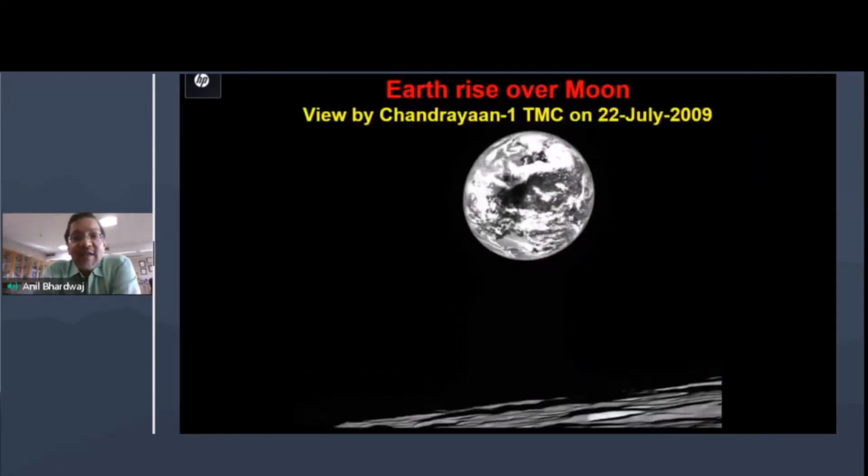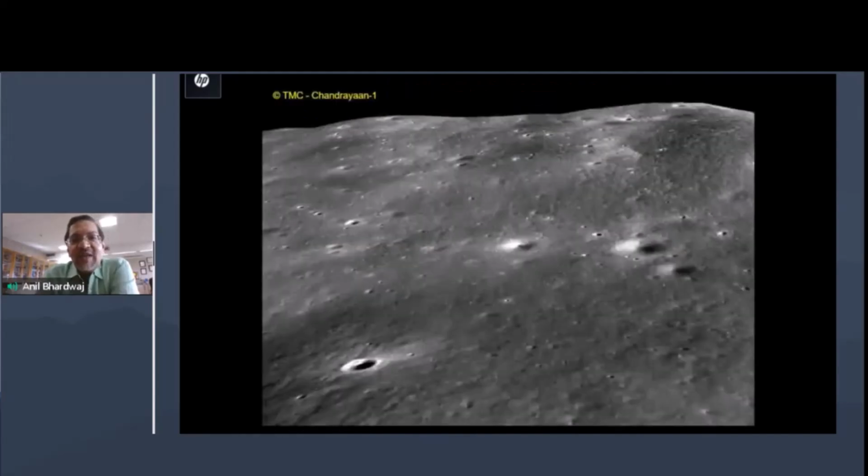This is a view which I like very much, taken from the terrain mapping camera on the Chandrayaan-1 on 22nd of July 2009, showing how the Earth rise looks from the surface of the moon. On the bottom side, you are seeing a small part of the moon surface, and you are actually seeing the Earth, how it looks from the moon. And this is nothing but the surface of the moon.